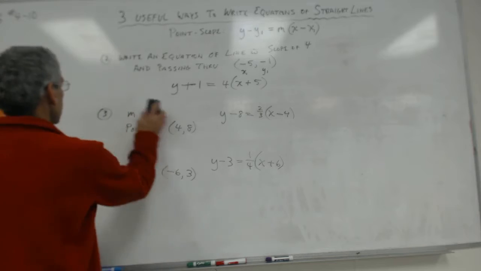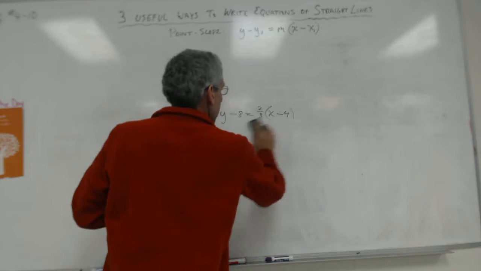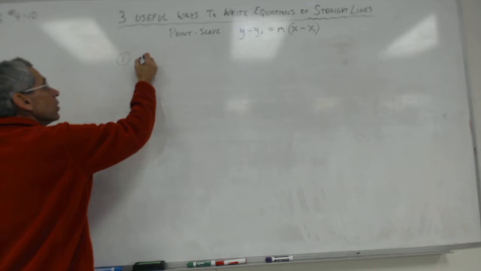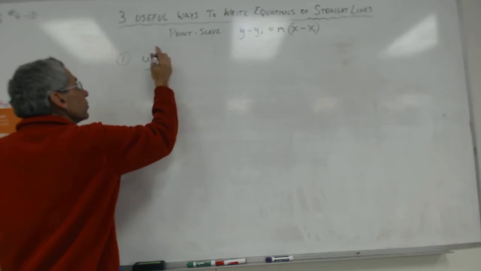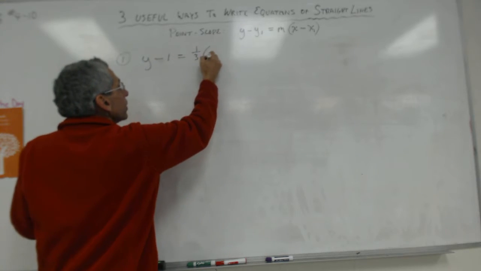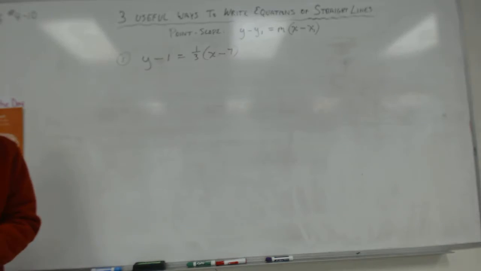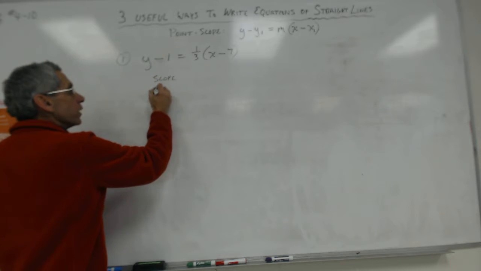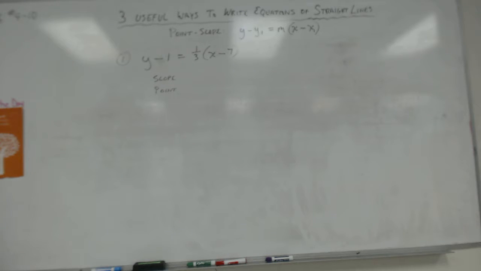All right? So here we go. I want you to tell me the slope and the point. Here's our first one. Let's start simple. Y minus 1 is equal to 1/3 x minus 7. I want to know what is my slope and what is my point.